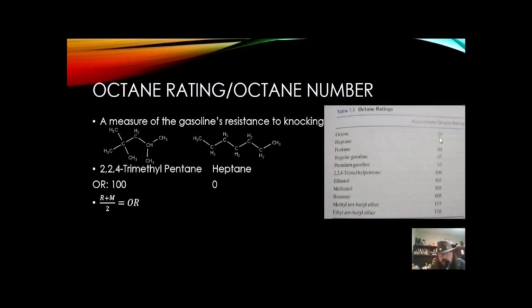Octane in itself has an octane rating of -20, so a high likelihood to knock. Pentane has an octane rating of 60. Regular gasoline is usually 87. Premium gasoline, 93. 2,2,4-trimethylpentane, 100. Ethanol, 105. Methanol, benzene, and some of these other molecules have even higher octane ratings, over 100. So they have a very low likelihood of causing knocking.